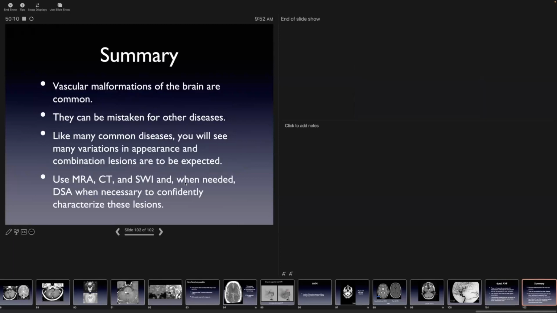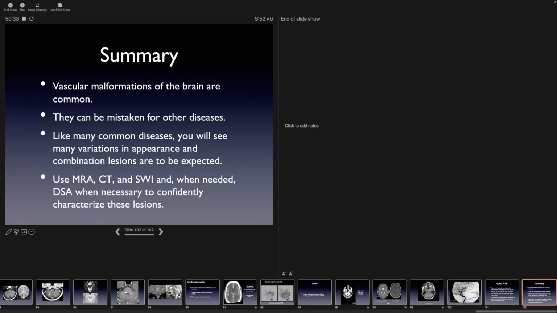So, in summary, it's a big, fast run through a big topic. And I think for those of you that look at MR regularly, you're pretty familiar with these vascular malformations. But I wanted to show you some of these variations of this common disease to sort of open your eyes to the variations in their appearance. These are very common. They're frequently mistaken for other disease.